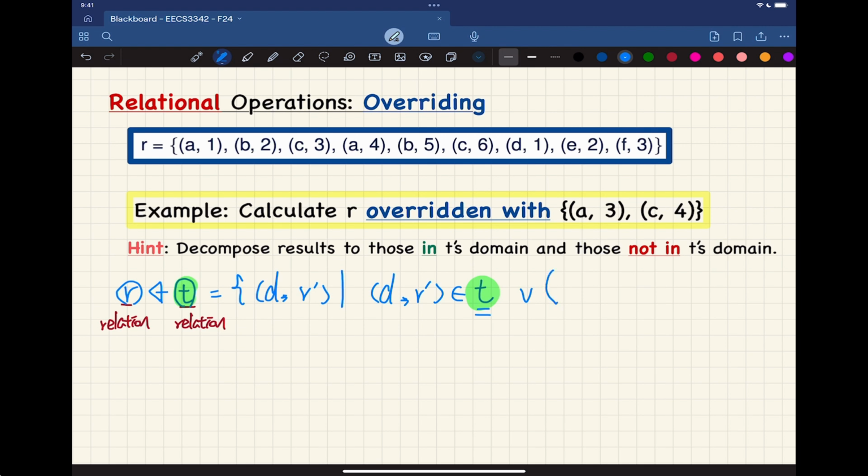I'll put it here. This part here is going to be some condition. So we say D R prime is in R, and B is not in the domain of T. Okay, what I want you to see is this, and then we are done. The R here is the R here, and the T here is important, and then we'll talk about not a member of.